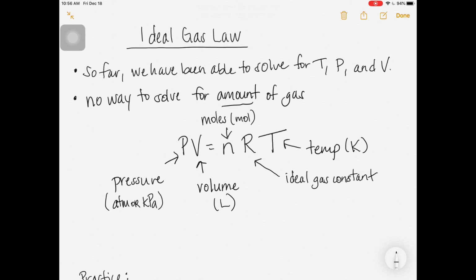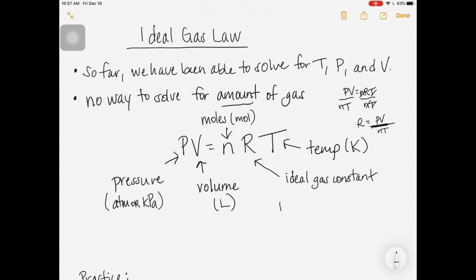Before I get into that, I want to talk about what happens if we took this equation and solved it for R, to get R by itself. We'd have to divide by N and T on both sides. And so what I'm left with is R equals PV over NT. So R has some funky units because it's a pressure unit times a volume unit divided by moles times a temperature unit. So it's kind of an awkward unit for the ideal gas constant.